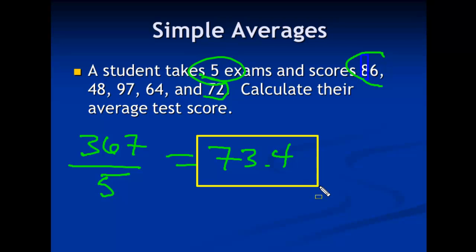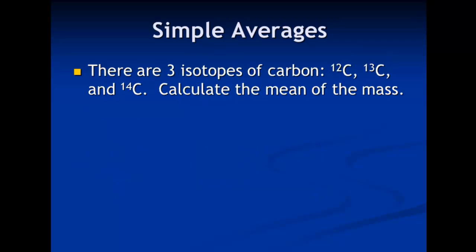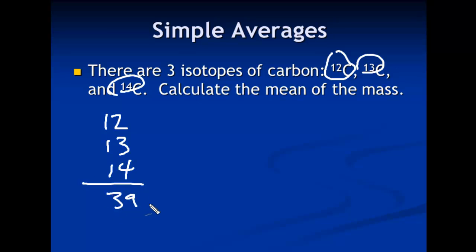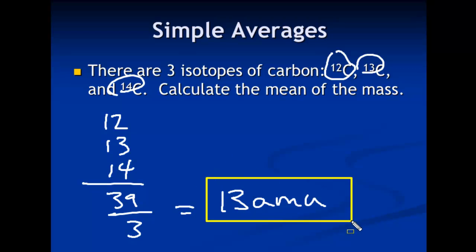So let's do one more of those. Here's another problem. There are 3 isotopes of carbon, carbon 12, 13, and 14. Let's calculate the mean of that one. So here are our masses, 12, 13, and 14. We add those 3 numbers up, and that gives us 39. We divide by 3, and that gives us 13 for our atomic mass units.